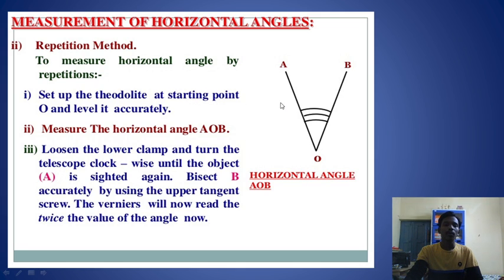Now take the average of the face left and the average of the face right observations. The mean value of the face left and face right observations will give you the horizontal angle AOB.